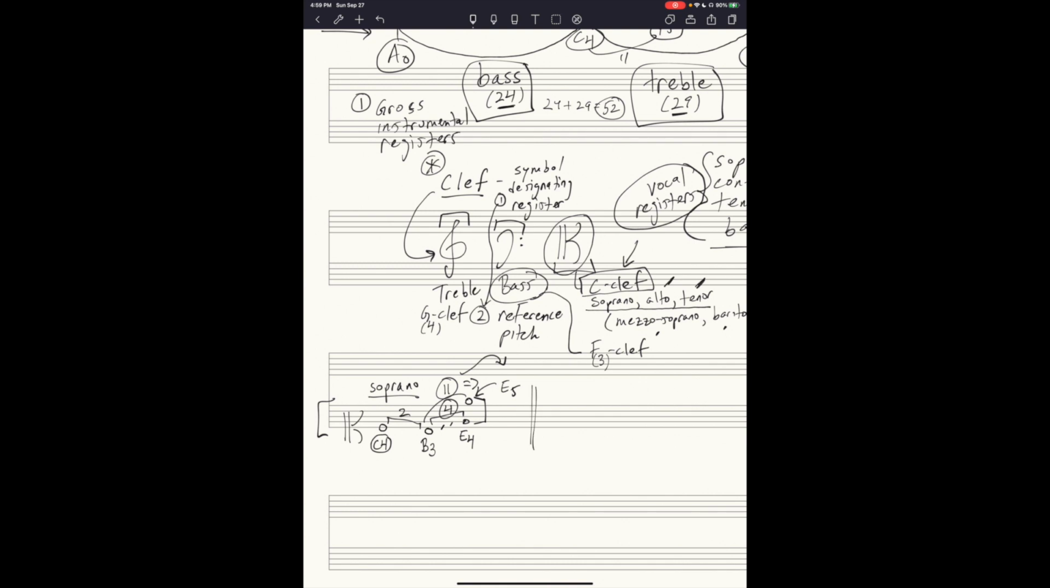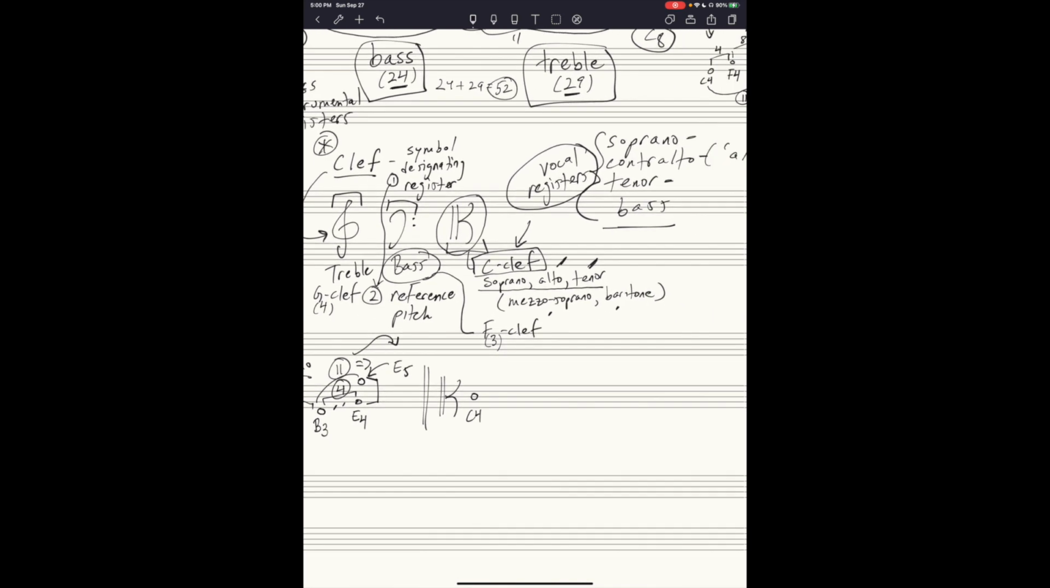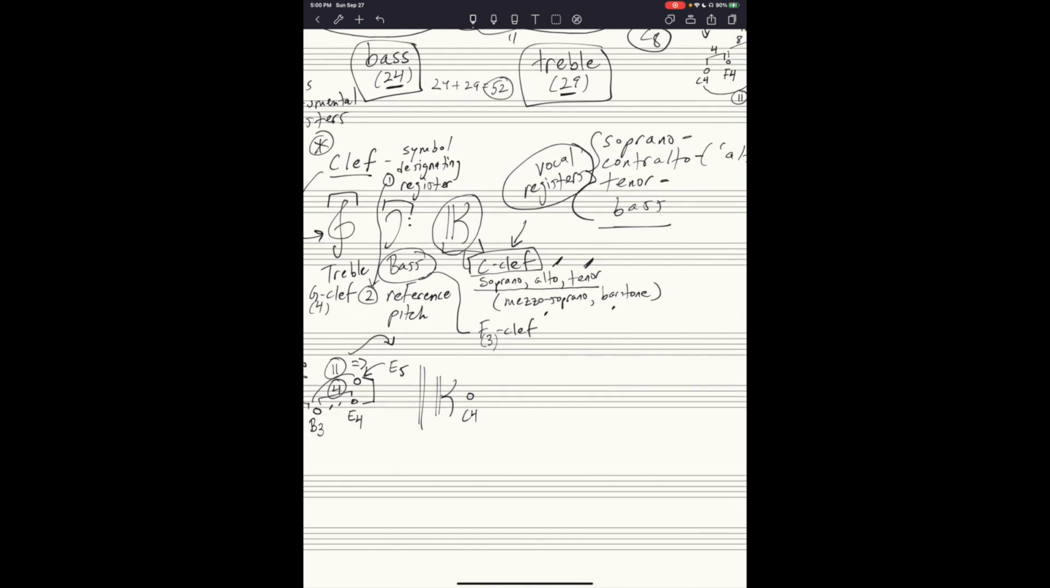Let's move on to the next one. Now, the next positioning of the C clef is where its arches meet at the third line, which is right there. Now this is C4 again, because remember, that's the rule for this C clef. Wherever the arches meet is going to be middle C, or C4. And knowing this information, we can easily figure out the range of this voice type.